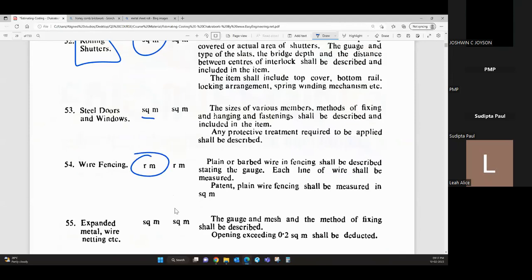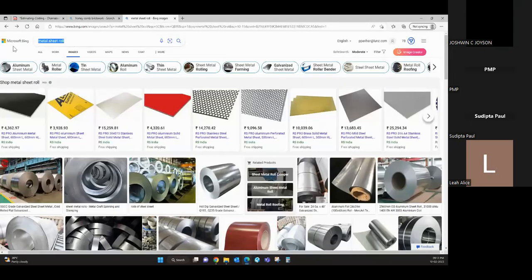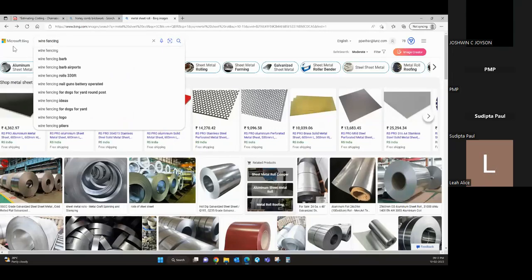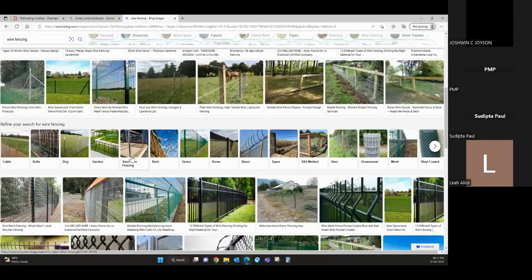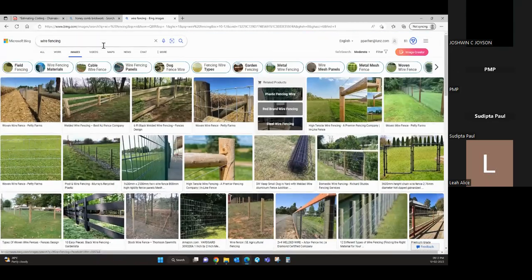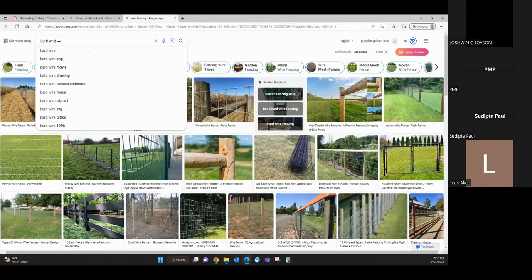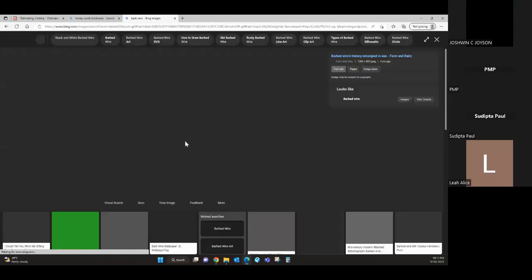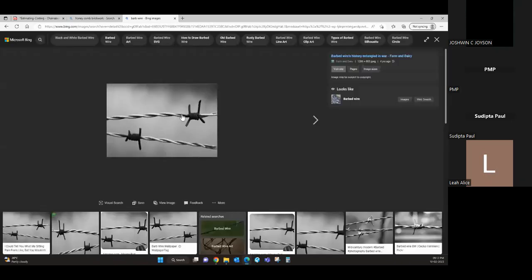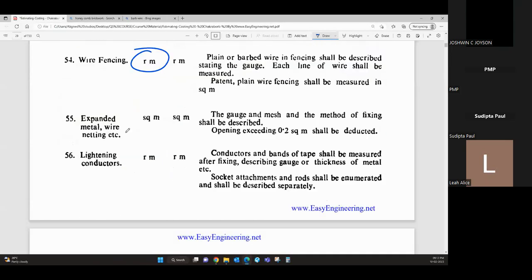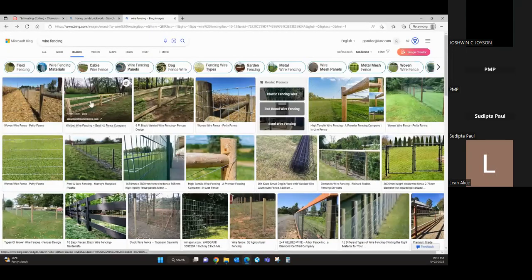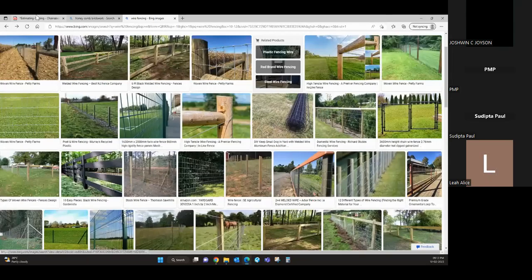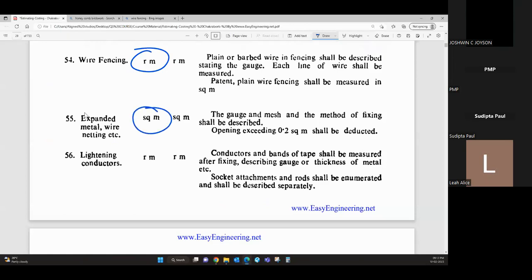Wire fencing is considered in running meter. What is wire fencing? So I'll show you. This kind of wire always is counted in running meter because it has only one thing, which is the length. Okay. Expanded wire matting netting. What is netting? So netting is this. All these things come under netting. So netting is always considered in square meter.